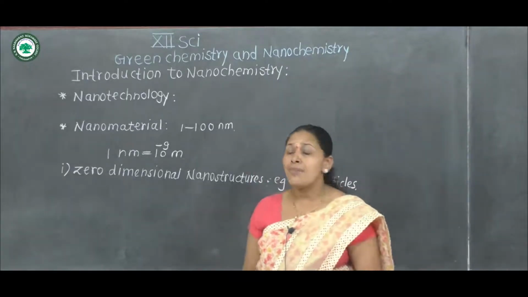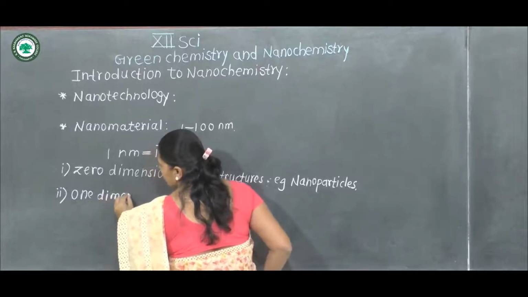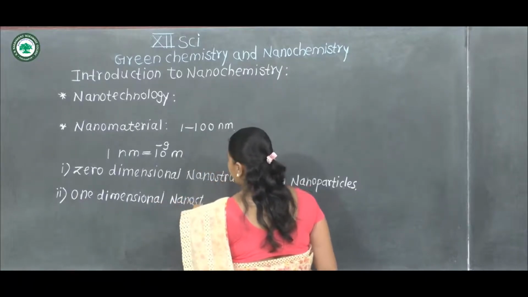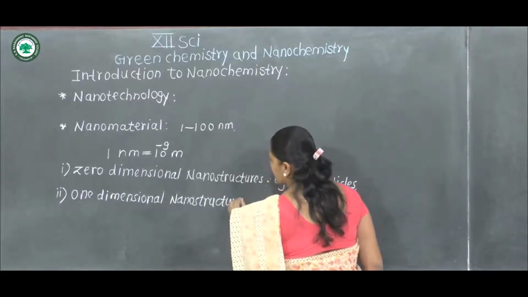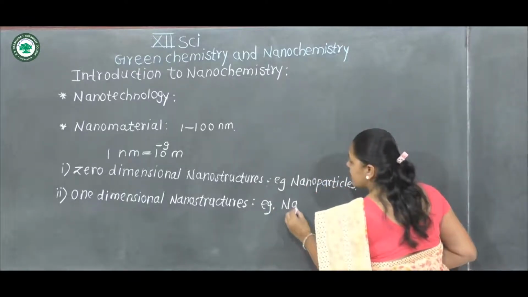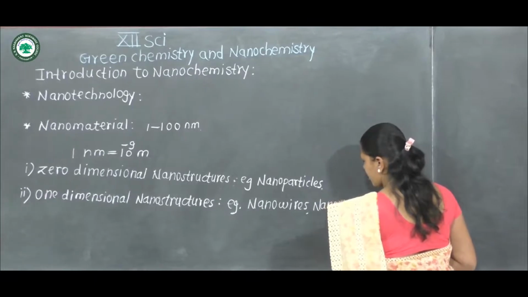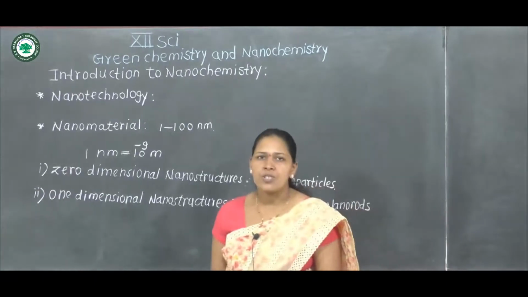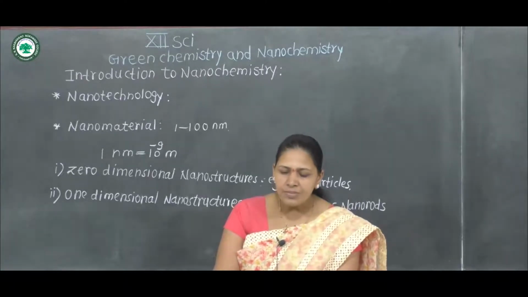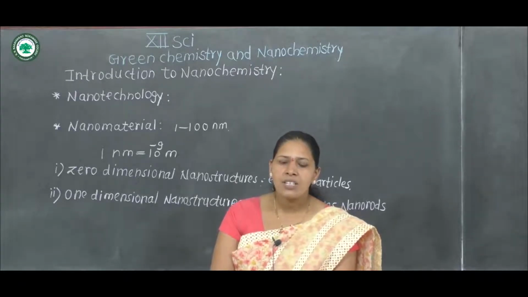Then second is the 1-dimensional nanostructure. Nanowires and nanorods are the examples of 1-dimensional nanostructure. What is meant by 1-dimensional nanostructure? A 1-dimensional nanostructure is one in which 2 dimensions are in the nanometer scale.